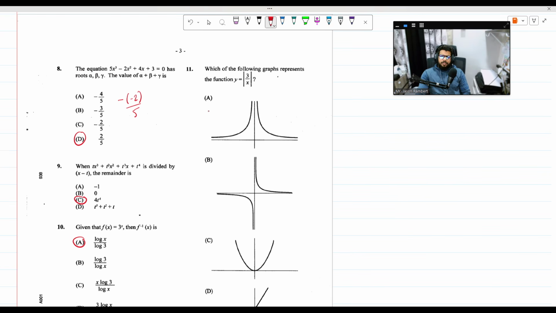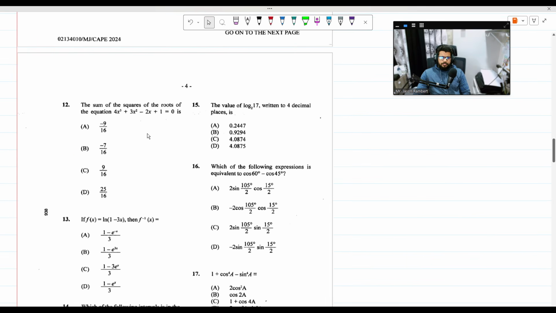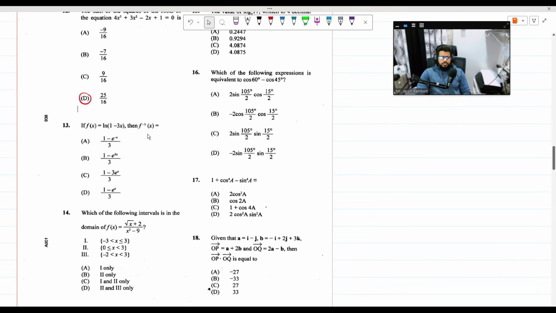All right, 3 over mod x, 3 over x, the modulus of the function. The sum of the squares is 25 on 16. We had 9 on 16 plus 1. Ooh, I don't think this was... this is a new question.